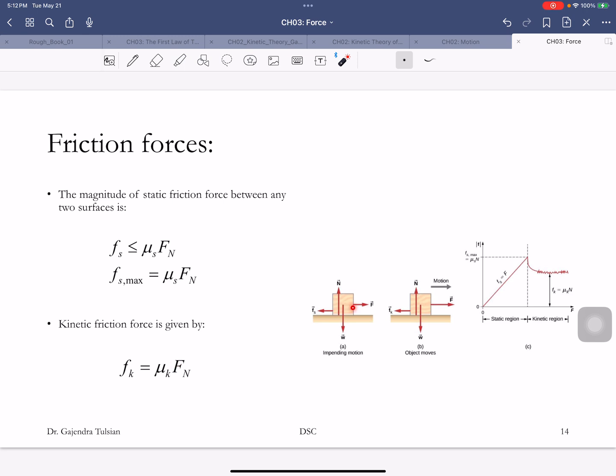Again, here is the push you applied, there's the friction force, static friction force in this case, so the object is not moving. And in this case, the object is moving, and there is the kinetic friction force. So what this graph is showing you is the static friction force going from 0 to its maximum value. And once you apply a force above the maximum friction force, it breaks loose, and this is the kinetic friction force, which is smaller than the maximum static friction force.